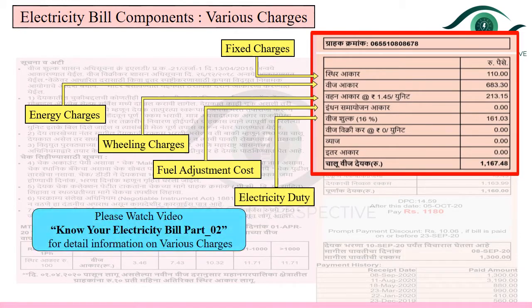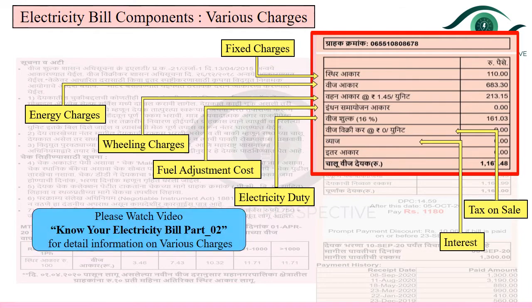Then next one is the Veej Shulka, which means the electricity duty. The government of Maharashtra levies electricity duty on the power utilized by the consumer, and again here you can see it is 16%. Right now we are paying the 16% electricity duty, and this amount is calculated as a specific percentage of the bill. Then next one is the Veej Vikri Kar, which means the tax on sale. The tax on sale is 0 for residential LT1B category consumer.